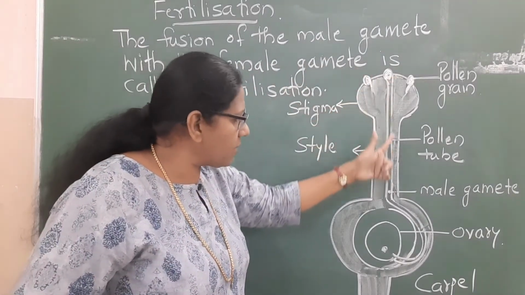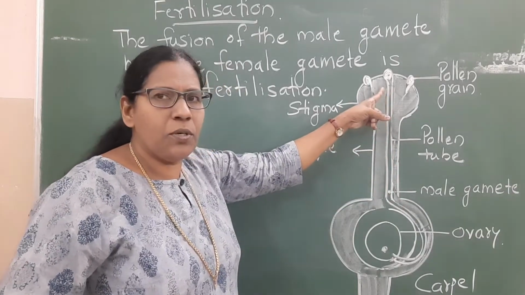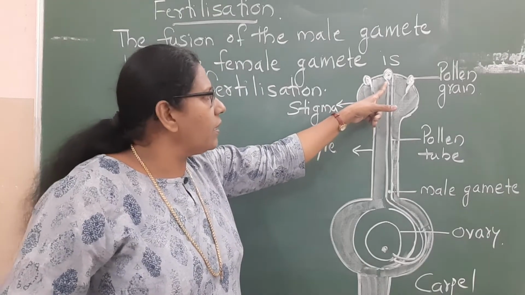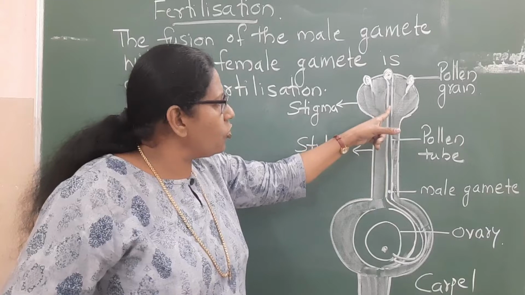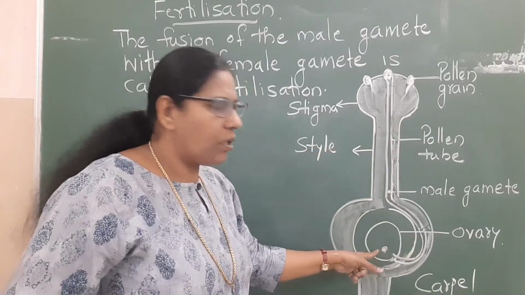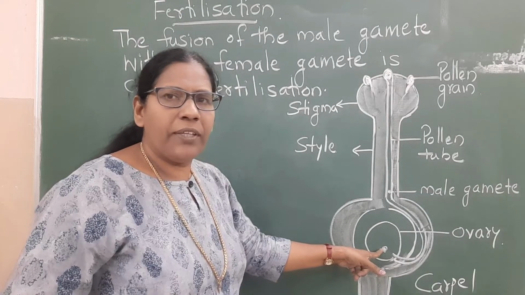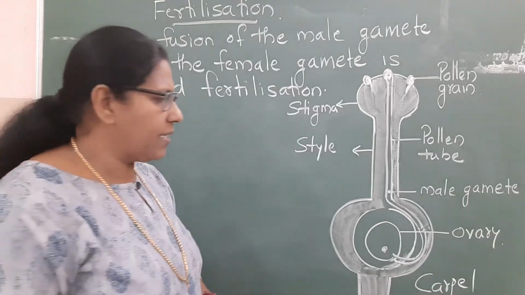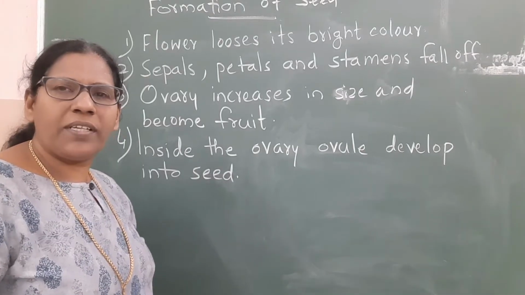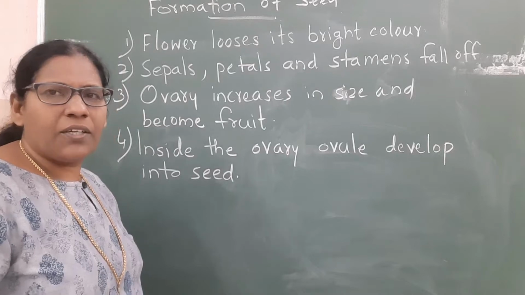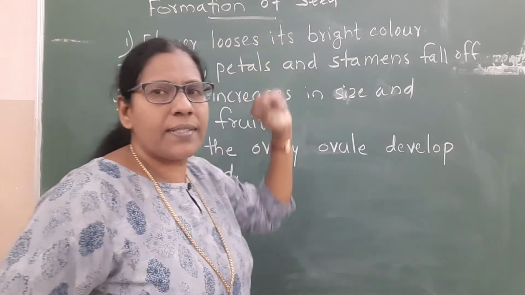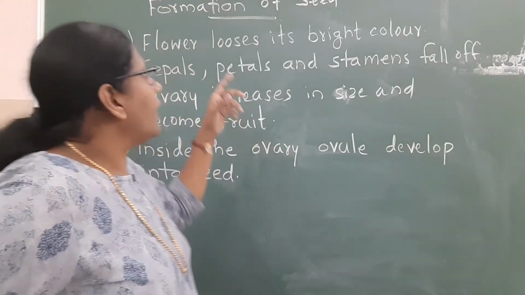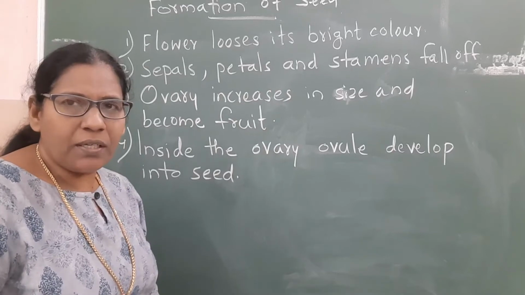How does that fertilization take place? Once the pollen grain comes to the stigma, it starts germinating and a tube grows downwards, and this tube carries the male gamete to the ovary. In the ovary, this male gamete fuses with the female gamete and fertilization takes place. We learned pollination, fertilization. Now we are going to learn the third step, fruit and seed formation.